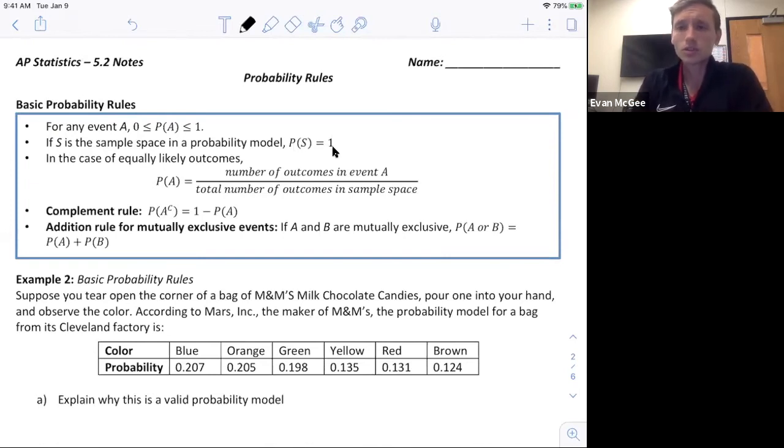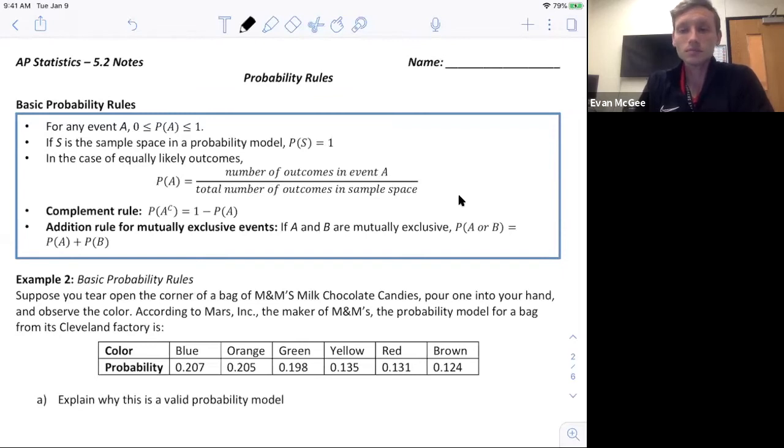For example, for rolling 2 dice, we're going to get some value between 2 and 12. In the case of equally likely outcomes, which are what we've seen in the first example, then the probability of event A is just the number of outcomes in event A over the total number of outcomes in the sample space.